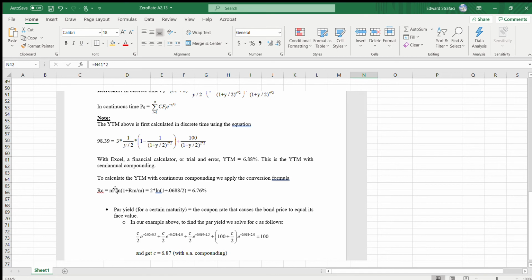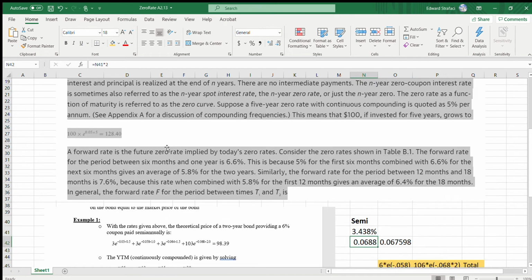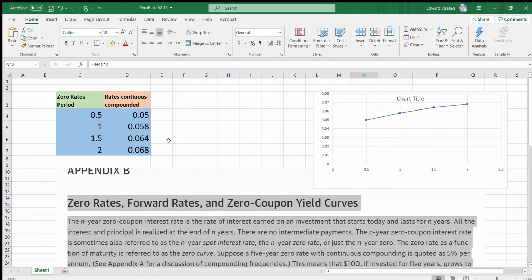It would be the periods times the natural log, which is the opposite of Euler's number, the log of 1 plus the rate divided by the periods. So in this case, I would get 2 times the log of 1 plus 6.88% divided by 2, since I'm dealing with 2 periods. And that's what I did here, and I get 6.88%. So this would be the semi-annual yield. This would be the actual continuously compounded yield of a 2-year 6% bond paid semi-annually using the zero rate spot rates.